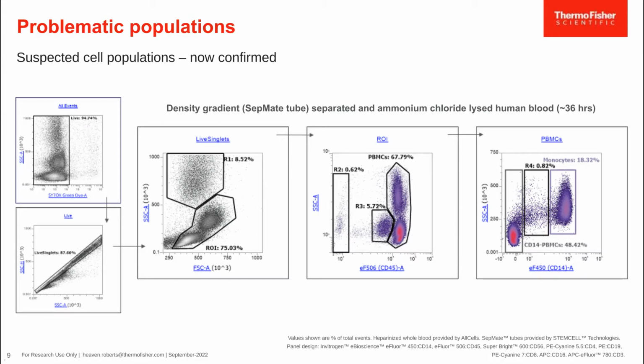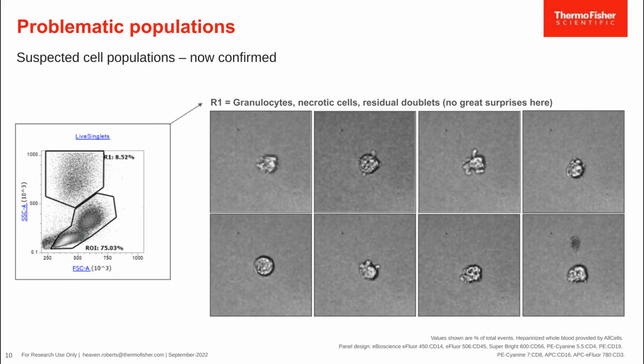We also always have this lovely intermediate CD14 monocyte population. Some of these may be non-classical monocytes. They're an interesting population to look at, but we won't look at those today. I want to look at R1 and R3. So in R1, this high side scatter population, you can see we do have indeed some granulocytes and certainly a lot of cells that are going through necrosis and apoptosis. Some of them are very dead, and others are even still residual doublets, even with a very tight singlet gate.